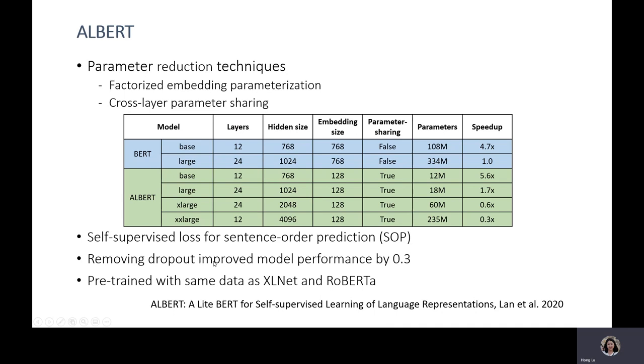Another interesting finding is that removing dropout can help improve model performance by about 0.3. And for their final model, they pre-trained with the same dataset as XLNet and RoBERTa.